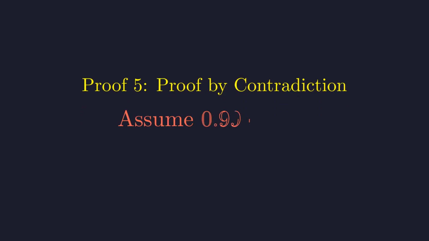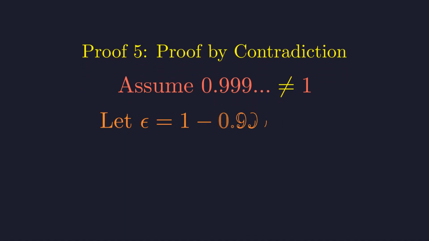For our final approach, let's use one of mathematics' most powerful tools, proof by contradiction. Assume that 0.999... is not equal to 1. If they're not equal, then there must be some positive difference between them. Let's call this difference epsilon. So epsilon equals 1 minus 0.999..., and it's greater than 0.